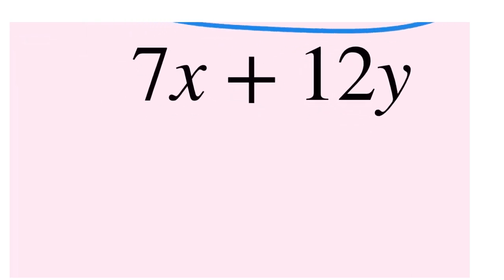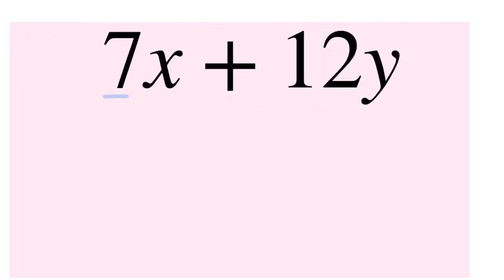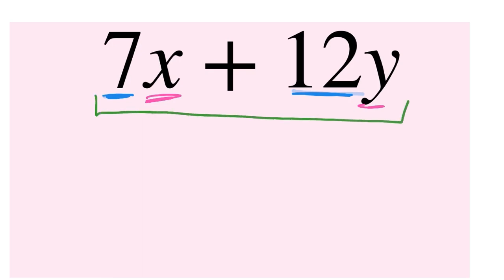Okay, this one's a little tricky. If you look at the numbers, there's nothing that goes into both of those besides 1. And you never really want to take out a 1, because that's not considered factoring. The letters are also different, so these actually have nothing in common. There's nothing that we can take out, which means this is not factorable.